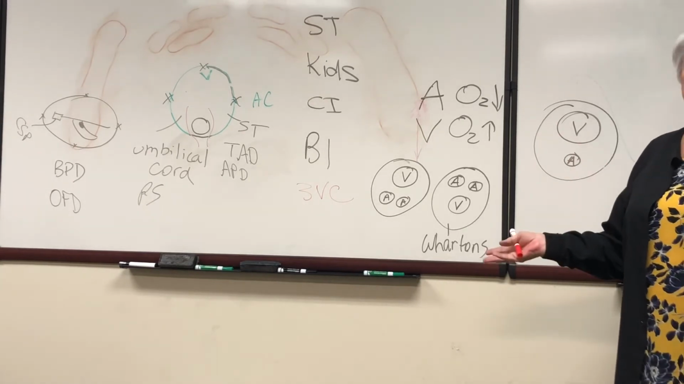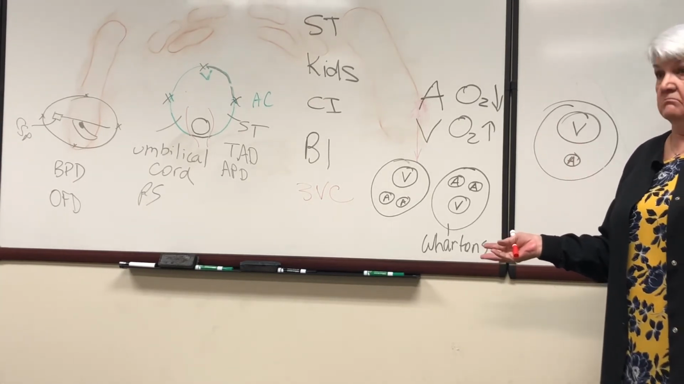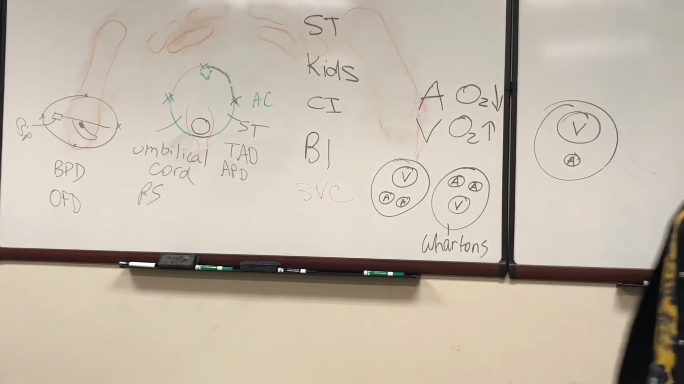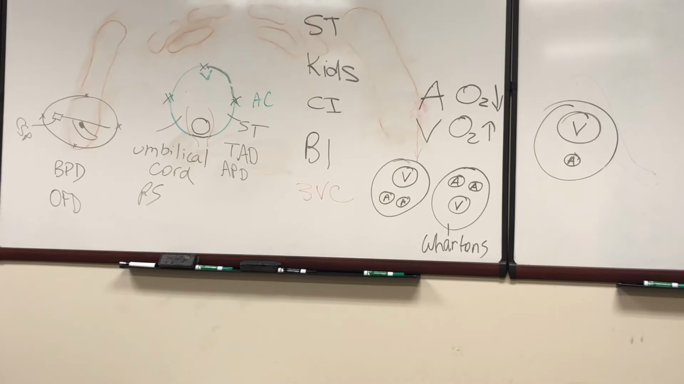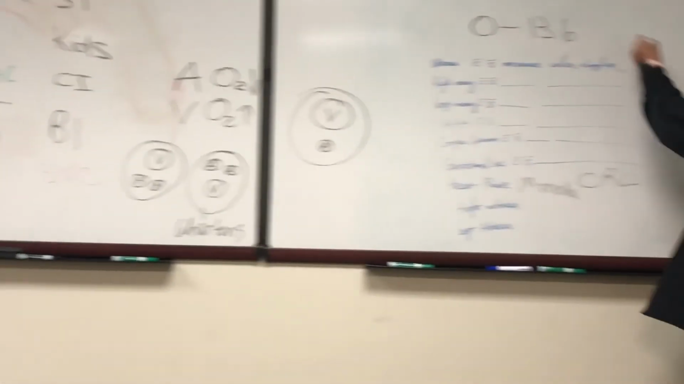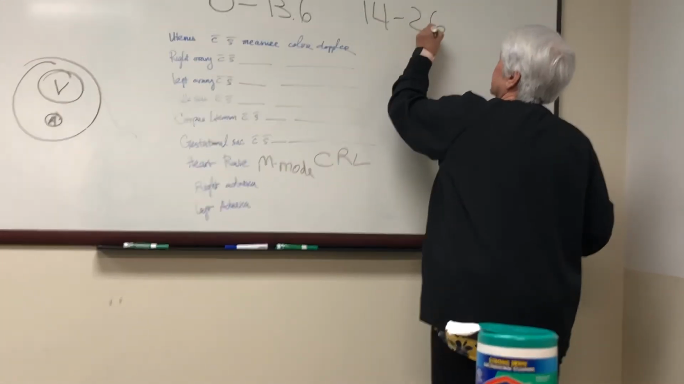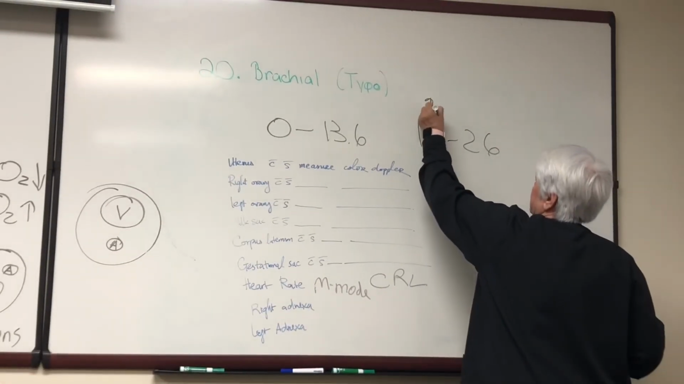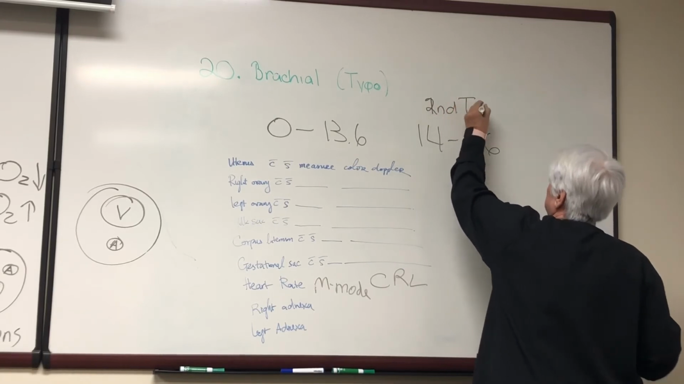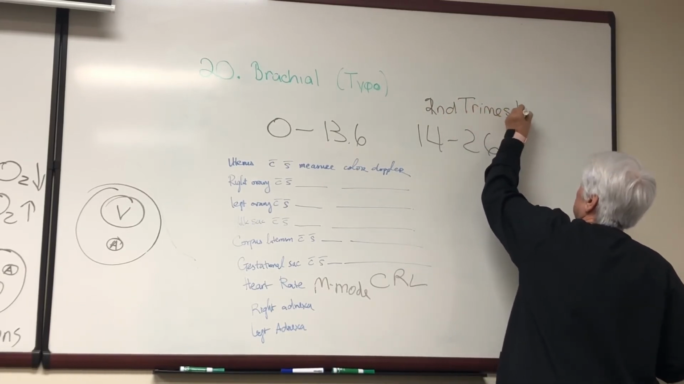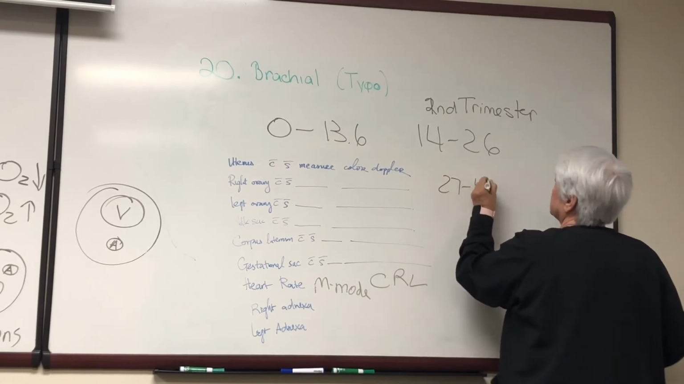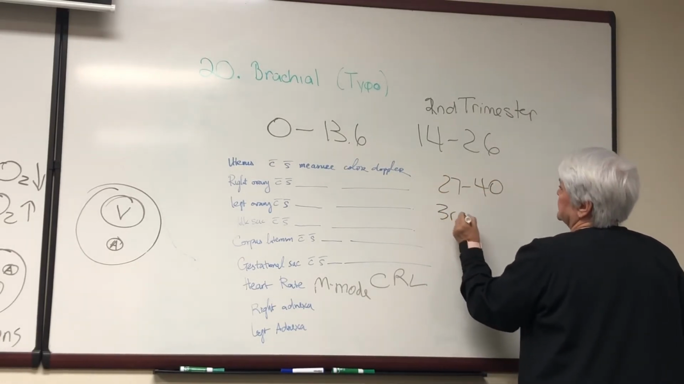Okay? You never want to use power color unless you have to, especially in the first trimester. Okay, so in the first trimester, am I even going to try to get a 3-vessel cord? No. This power is all I do for a first trimester. Okay? And a first trimester is from 0 to 13 weeks, 6 days. Okay? Once it's 14 to 26 is the second trimester. 27 to 40, it's third trimester.